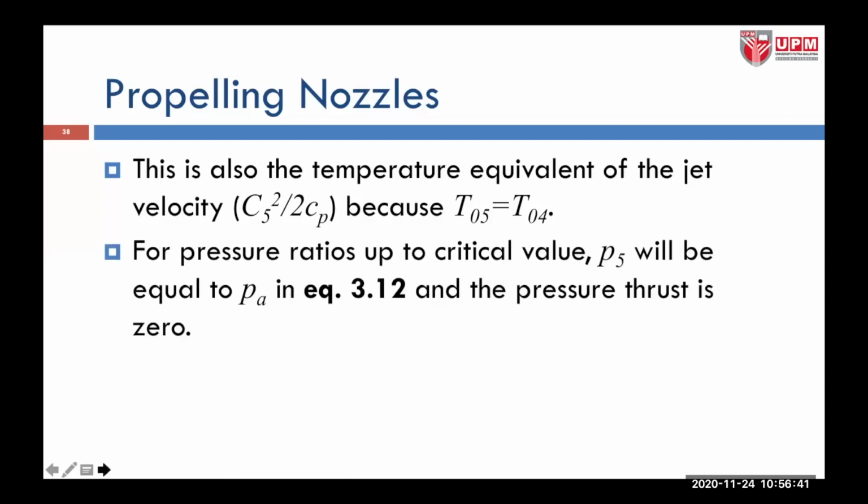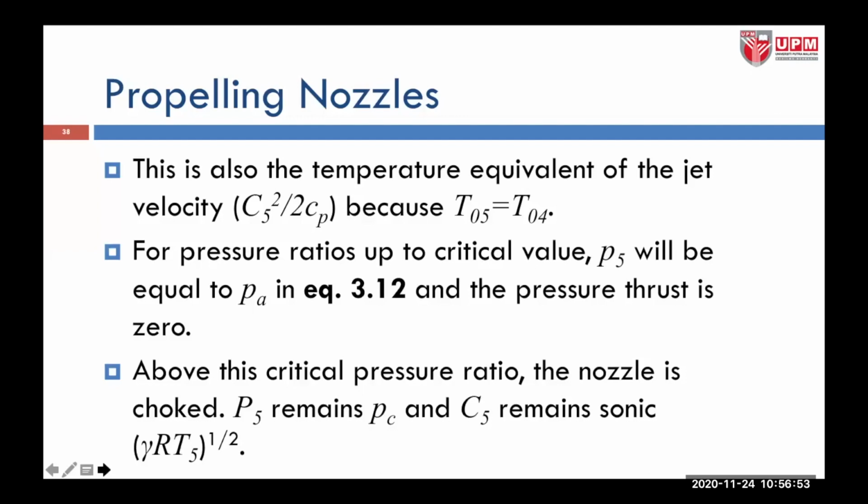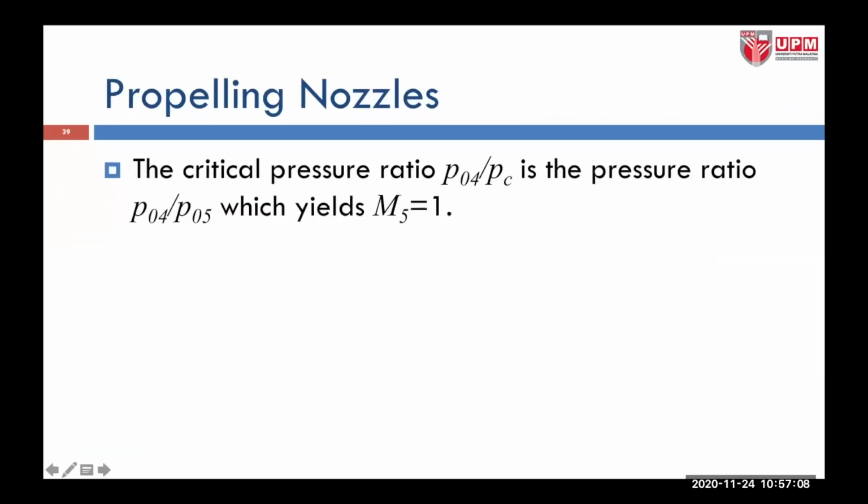Okay, for pressure ratio up to critical value, P5 will be equal to PA in equation 3.12, and the pressure thrust is considered 0. And above this critical pressure ratio, the nozzle is choked. Okay, but P5 remains P critical, and C5 will remain sonic, right? And the critical pressure ratio PO4 over PC is the pressure ratio PO4 over P5 itself, and it yields that M5, the Mach number at station 5, will be equal to 1.